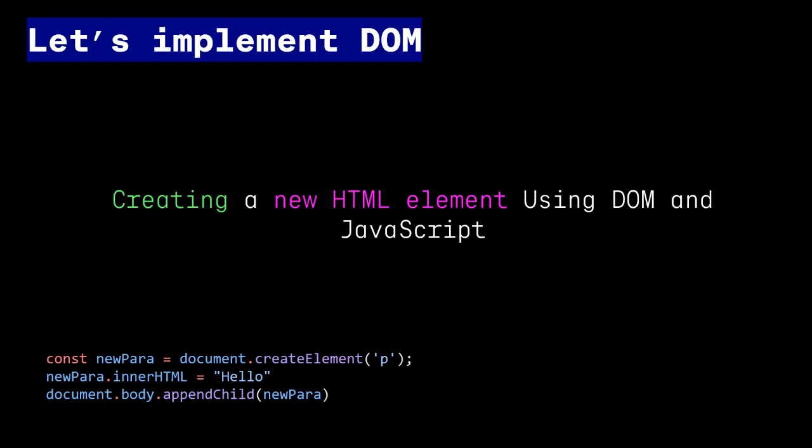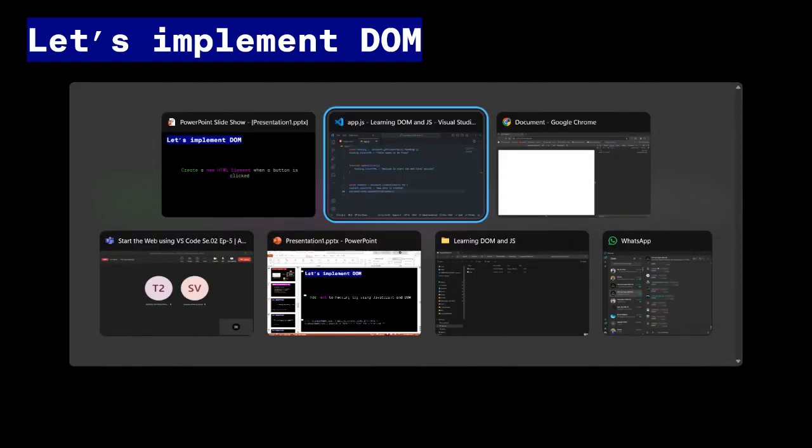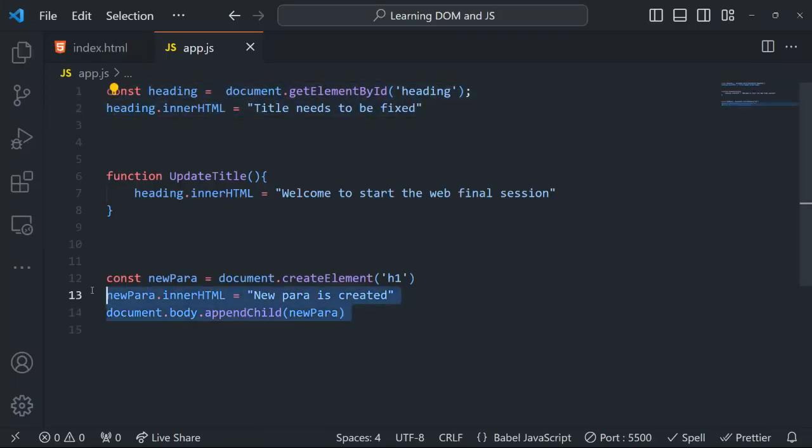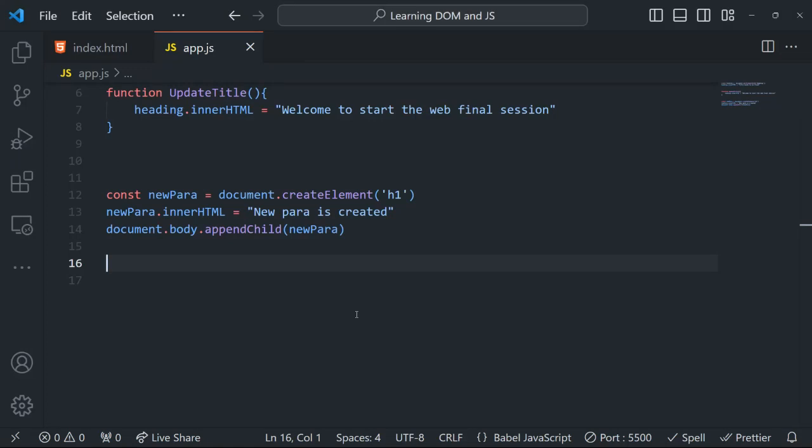Moving on to the next thing, which is to create a new HTML element when a button is clicked. Now that is interesting, right? It is asking us to create a new HTML element. We are going level by level, guys, easy to hard. At first we did a very small task, then a bigger task, and now we will do a much bigger task. The bigger task is very simple: you just have to create a new element when somebody clicks on a button.